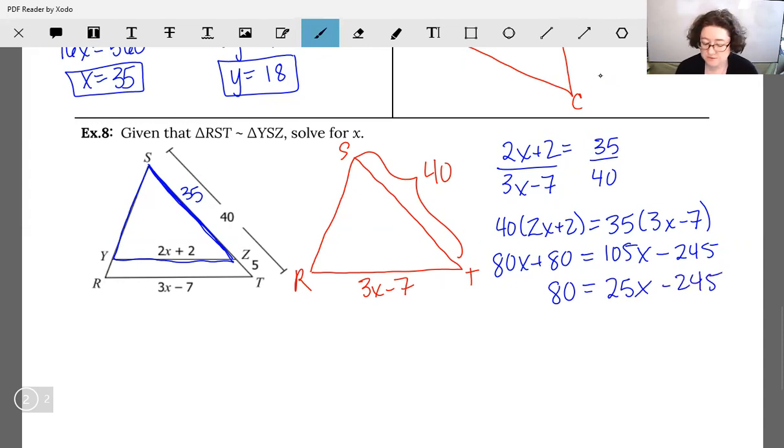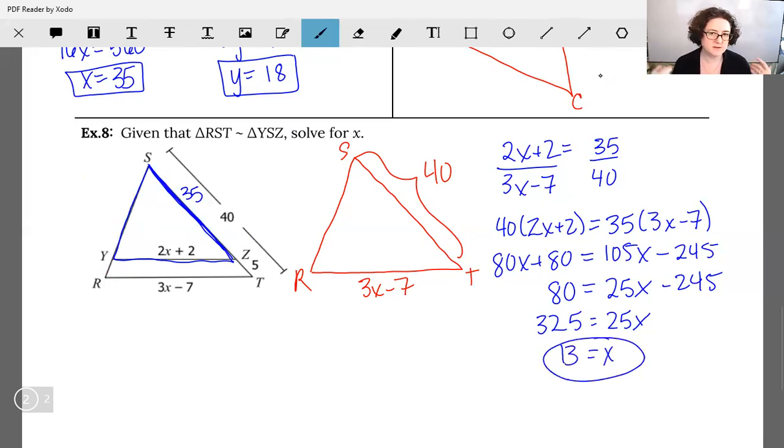Okay, now I'm going to add 245 to both sides. I get 325, which should be divisible by 25. So we should get a nice answer on this one. We get x equals 13. So not necessarily the luckiest answer, but we have a nice integer answer.